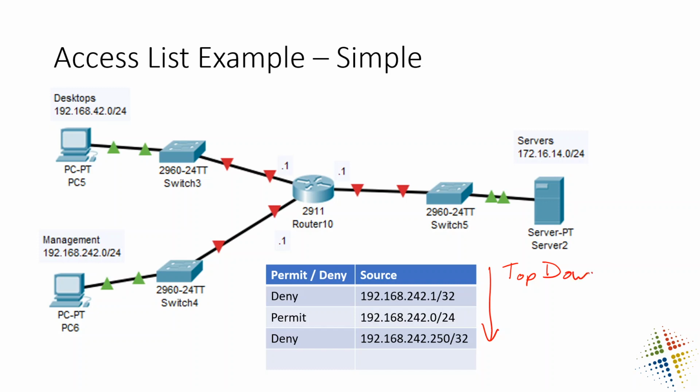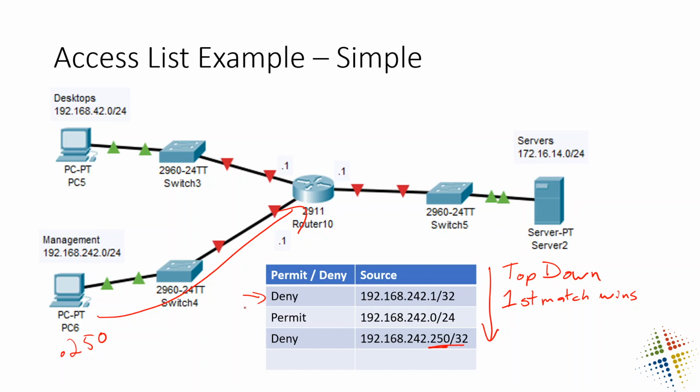top down. And then the second item to remember is that the first rule to match, first match, wins. And that's what we'll see here in this next access list or access rule. We have a deny for the 242.250/32. Again, /32 is one specific host. So if this PC6 is actually our .250 address, so 192.168.242.250, and he sends traffic up to the router, it goes from the top down.